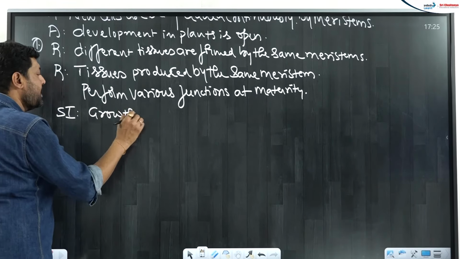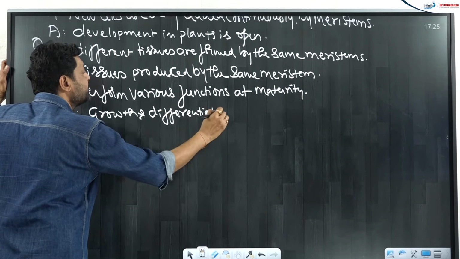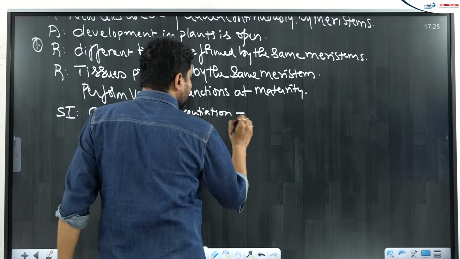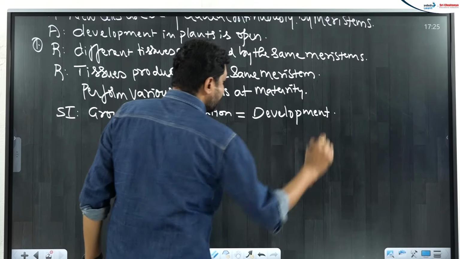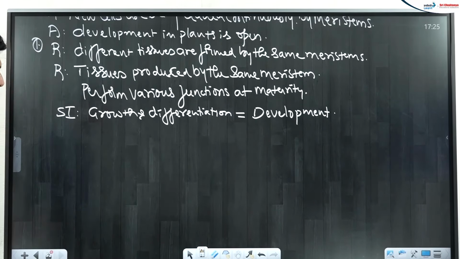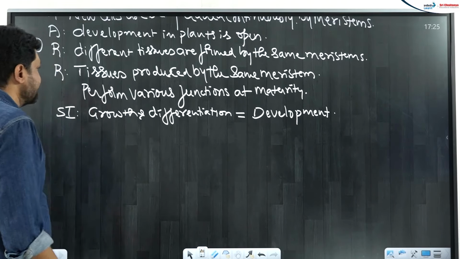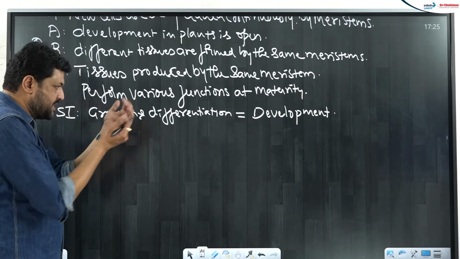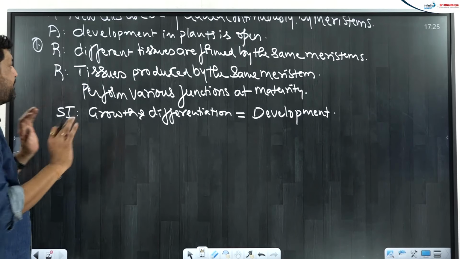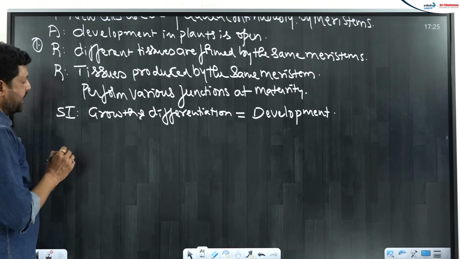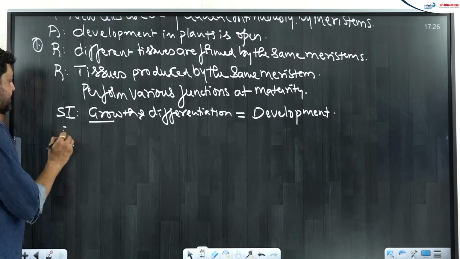Another question in this same statement number 1. Growth and differentiation together called as development. Growth is open, differentiation is also open, because different cells are formed, they are differentiating into different kinds of tissues. This is called as differentiation is also open. Clear? Growth plus differentiation together called as development.